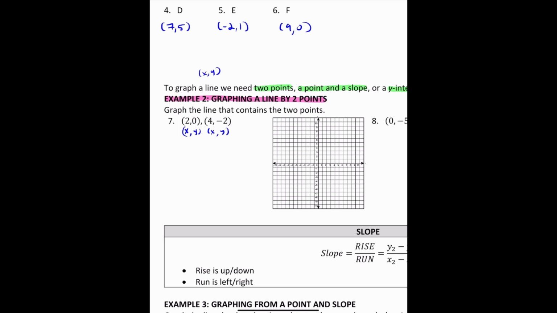Okay, so 2, comma, 0, I can go ahead and find that on my graph. It's located right here. And then 4, comma, -2. So it's +4. And then I need to go down 2 here. So I have my 2 points, and I'm going to draw a line through them, like this. And then when I'm drawing my line, I need to make sure that I have these arrows to show the reader that this line extends forever in both directions.